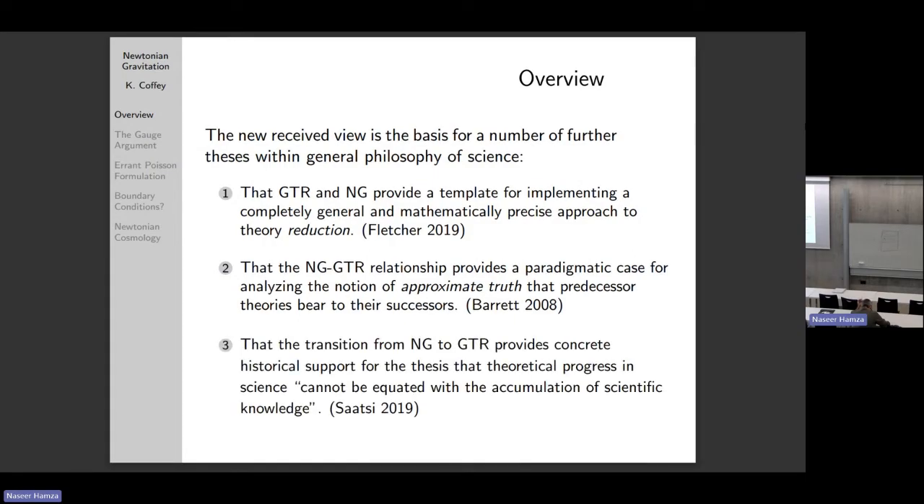And Yuval Harari has argued that the transition from Newtonian gravitation, understood along the lines of the new received view, to general relativity provides concrete historical support for the thesis that theoretical progress in science cannot be equated with the accumulation of scientific knowledge. So I'm not going to elaborate much on these theses. This is just a way of illustrating how this new view has been invoked and used in other parts of the philosophy.